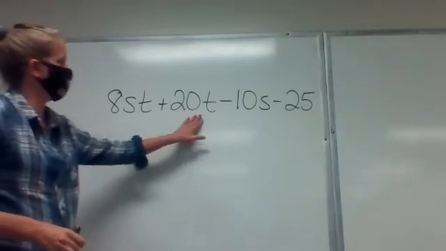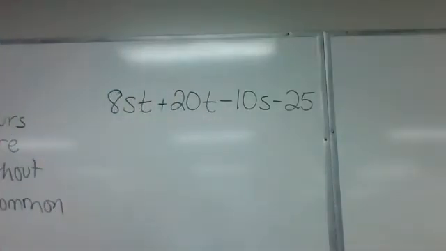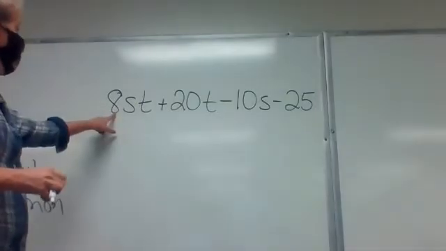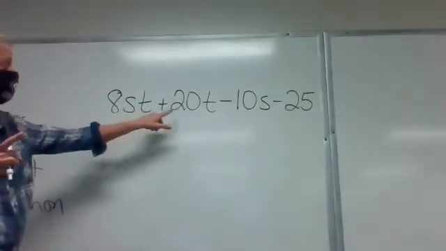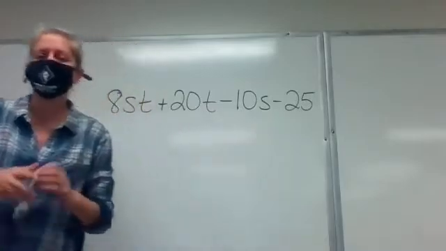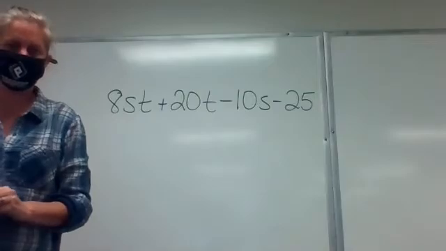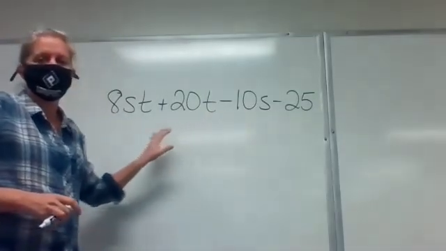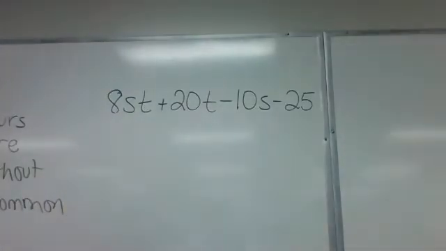So I've got 4 terms. Nothing goes into all 4 of them, though. Almost, because 8, 20, and 10, 2 goes into all those, but this 25 messes it up, right? 2 doesn't go into 25. So I can't pull out a 2 because I wouldn't be able to divide that 25 by 2. They don't all have S's and they don't all have T's. So there's nothing in common with all 4 terms.